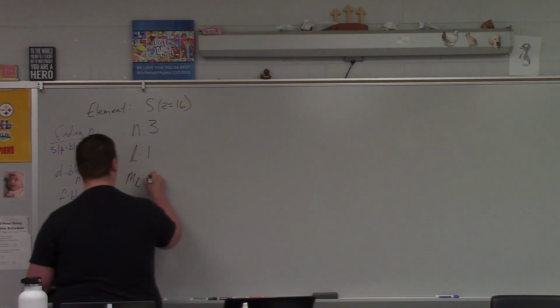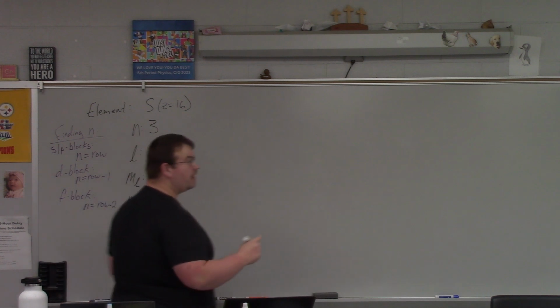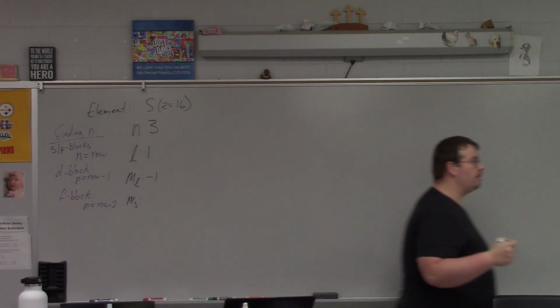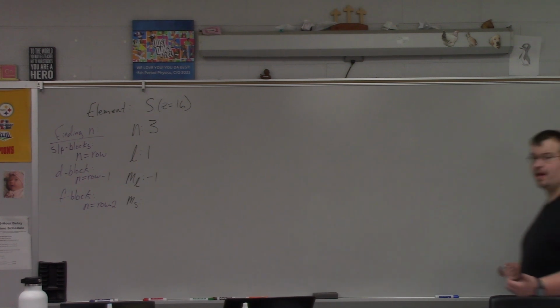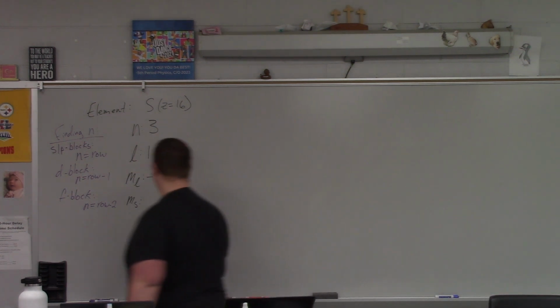It's -1. Now I've narrowed it down to 2 columns, but now I need the spin quantum number. When you look, is it in the first half or the second half of the P block? Second. It's in the second half. So M sub S is -1/2.